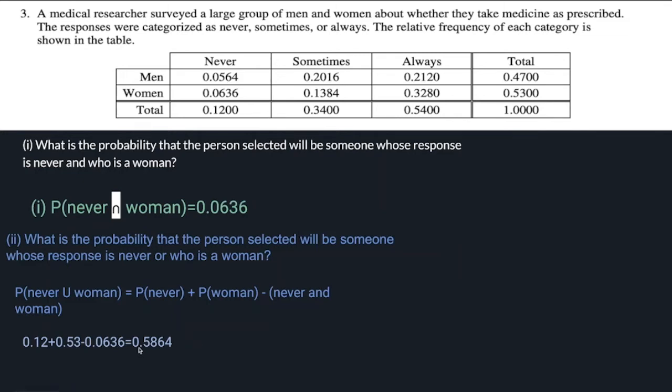You might be wondering, why do we subtract the probability that it's never and woman? That's because there's an overlap. Since we're asking for never or woman, we have to eliminate that overlap, the probability of the people who never take it who are women, which is this 0.0636. So we have to subtract that out. So we do 0.12 plus 0.53 minus 0.0636, and we're left with the probability of 0.5864, or 58.64%.